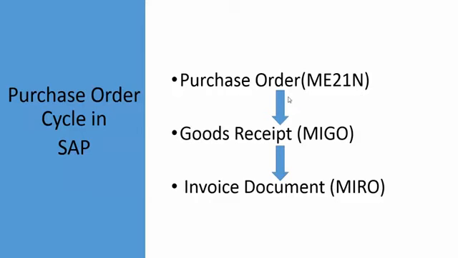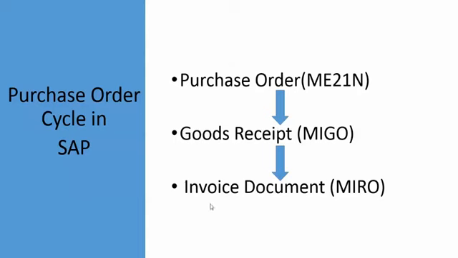Then the vendor dispatches material to our plant, which is mentioned in our purchase order. Our plant persons, after checking the quality and quantity of the material mentioned in the purchase order, create a goods receipt in transaction code MIGO. Goods receipt is a confirmation that whatever material and quantity we have mentioned in the purchase order has been received in our plant.